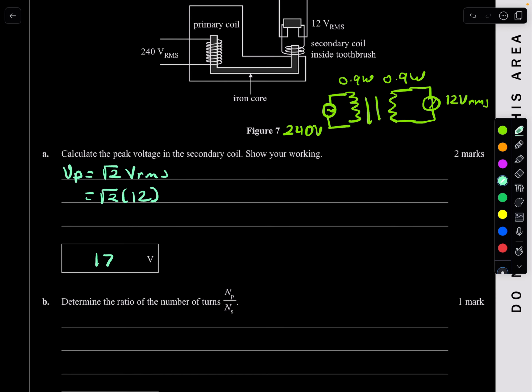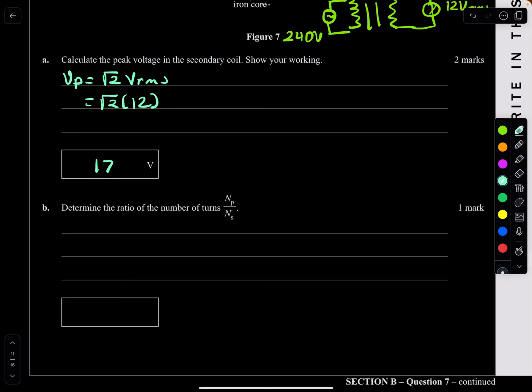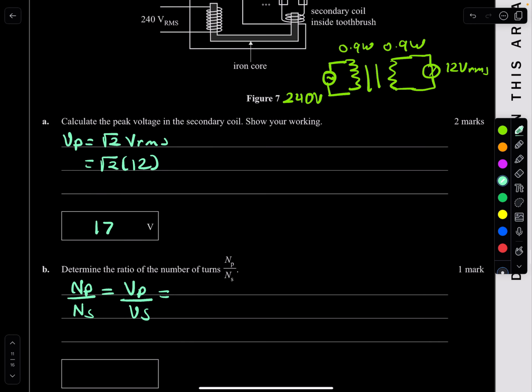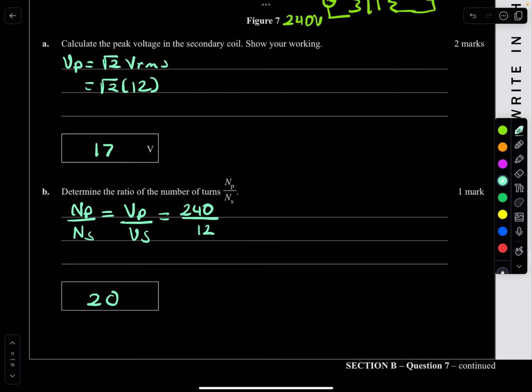Determine the ratio of the number of primary turns to the secondary turns. Easy. We know that the ratio of primary turns to secondary turns is the same as the voltage in the primary divided by the voltage in the secondary. So what's the primary voltage? We learned that our primary voltage is 240, and our secondary was 12. So it is 20 overall.